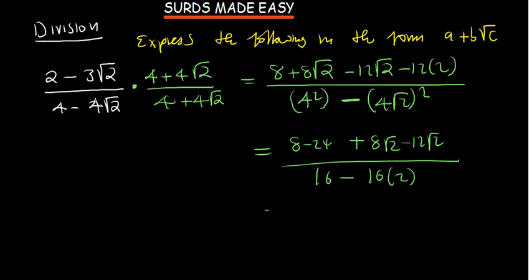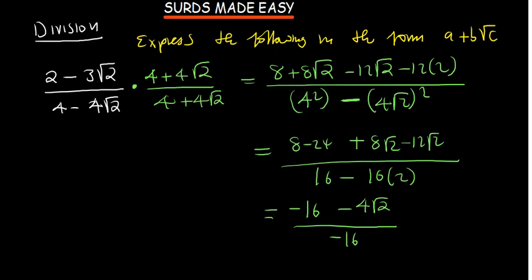Yes. Alright, now we do the subtraction. 8 minus 24, what value do we get? Is it negative 16? And then 8 square root of 2 minus 12 square root of 2, that would be negative 4 square root of 2. And then in the denominator, 16 times 2, that is a 32. So it will be 16 minus 32. We know that is still negative 16, alright?